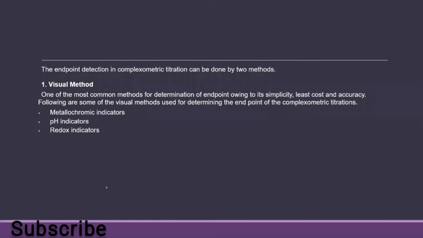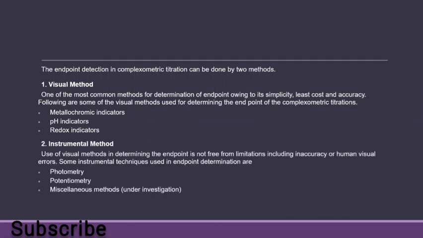The first one is the visual method. You will use indicators: pH indicators, redox indicators, and metallochromic indicators. If the complexes are colored, you will see the color of the complexes. And the other method is through instrumental methods like photometry, potentiometry, or there are different methods which are still under investigation.